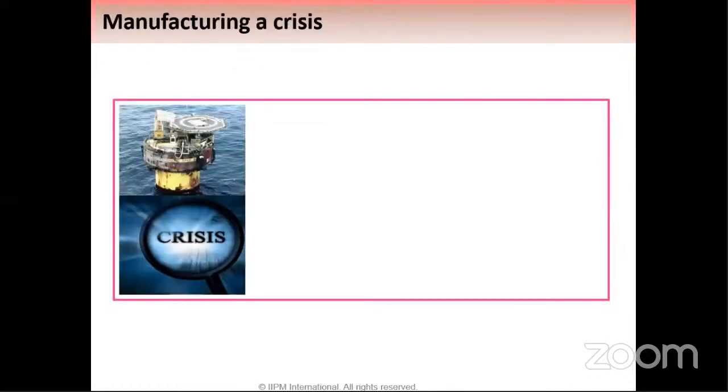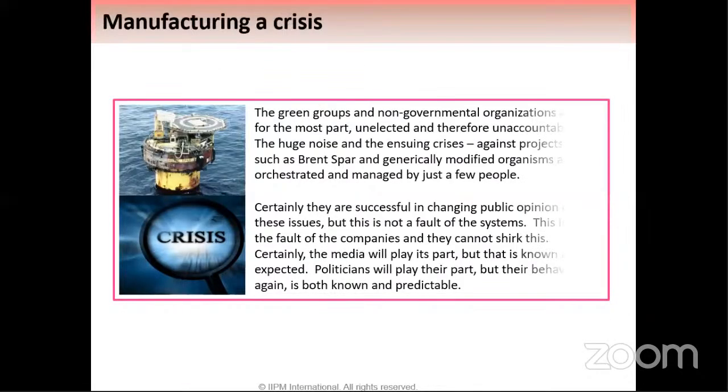The huge noise and the ensuing crisis against projects such as Brain Spa and genetically modified organisms are orchestrated and managed by just a few people. Certainly, they are successful in changing public opinion on this issue, but this is not a fault of the system. This is the fault of the companies, and they cannot shirk this. Certainly, the media will play its part, but that is known and expected. Politicians will play their part, but their behavior, again, is both known and predictable.